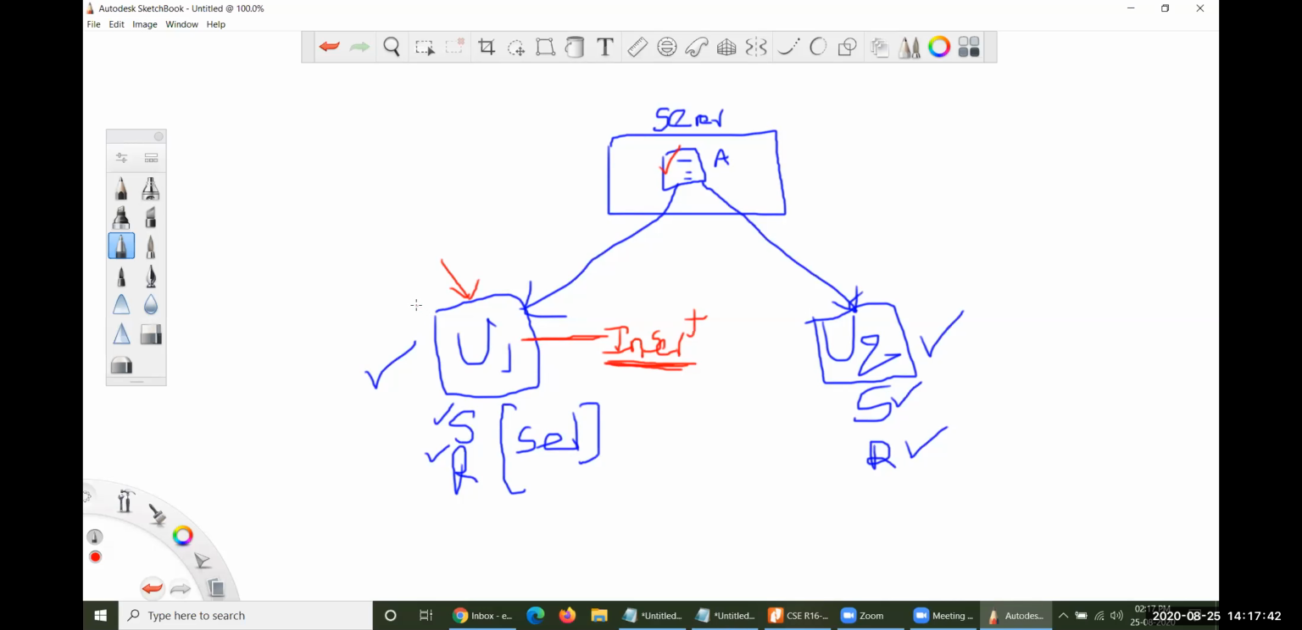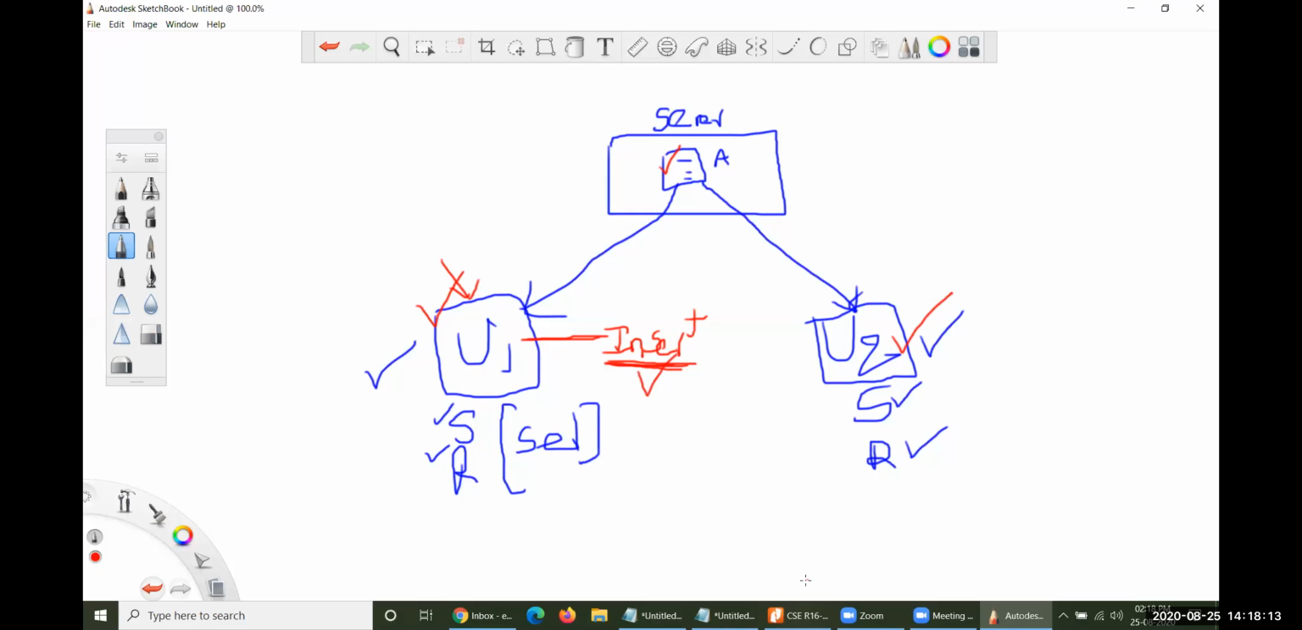Then user 1 will be put into the waiting state, while user 2 will continue his reading. When this operation is completed, in the sense when he releases the lock, he will close the lock, then this person will be released from the waiting state. Otherwise, he might be released from the locking state.